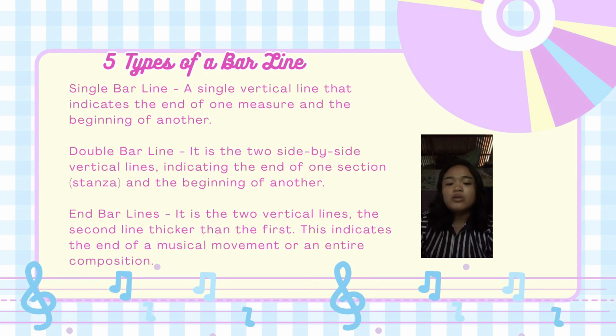And the double bar line, it is 2 side-by-side vertical lines indicating the end of one section or stanza and the beginning of another. Third is the end bar line. It is 2 vertical lines. The second line is thicker than the first. This indicates the end of a musical movement or an entire composition.